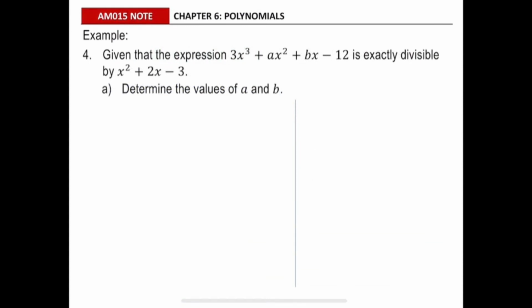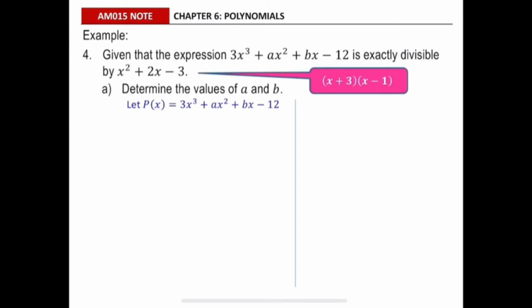Question 4 is, given that the expression is exactly divisible by x squared plus 2x minus 3, determine the values of a and b. So let the expression be P(x). The divisor x squared plus 2x minus 3 can be factorized into (x plus 3)(x minus 1). Exactly divisible here means the remainder is 0 when divided by x plus 3 and x minus 1. So we have P(negative 3) equals 0 and P(1) equals 0.